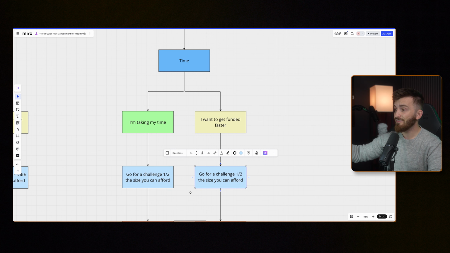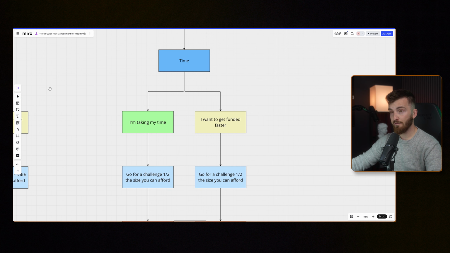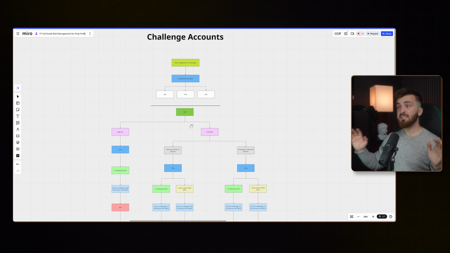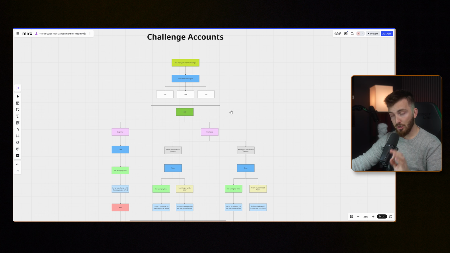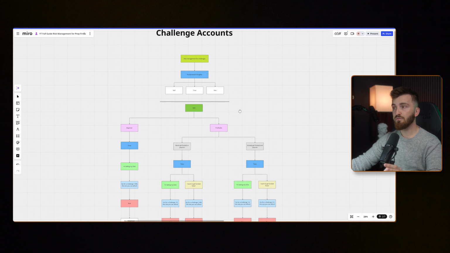But once again, you have to be extremely careful, right? So this is all for challenge accounts. The goal is to get funded. This is for challenge accounts. We do the exact same inside of Funded Trading Blueprint.